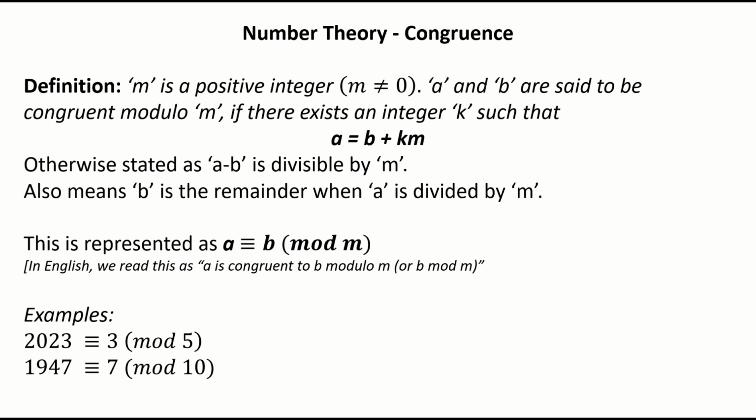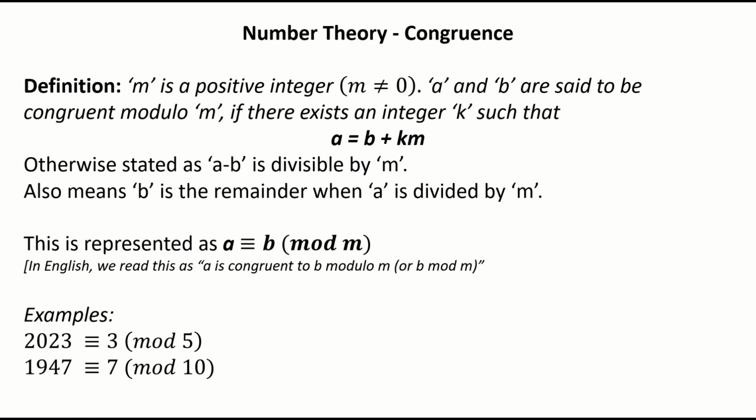Okay, examples. 2023 when divided by 5 gives you remainder 3. So 2023 is congruent to 3 modulo 5. 1947 when divided by 10 gives you remainder 7. So 1947 is congruent to 7 modulo 10. I hope this is clear and understood.